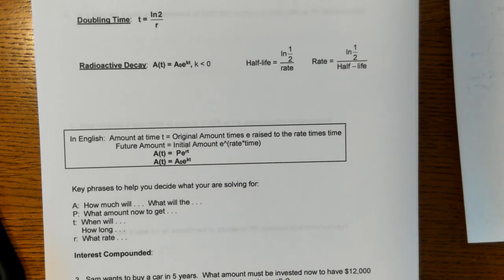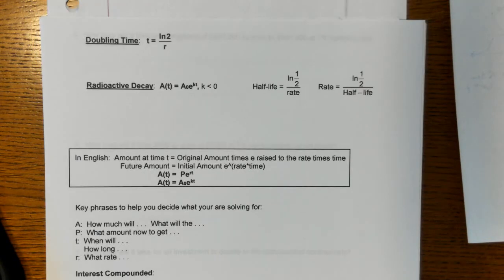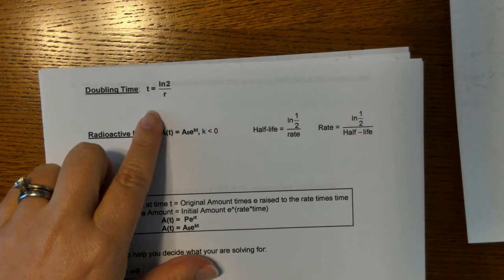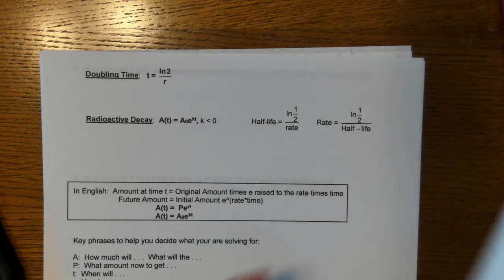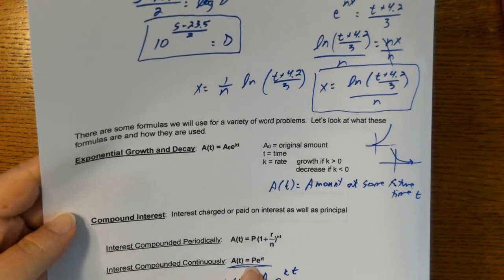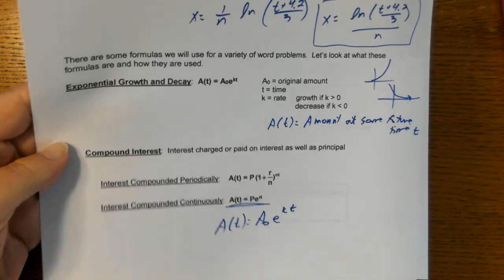Okay? All right. A couple other formulas that we'll use, and I'll show you why they work a little bit later. If they ask you how long it takes for something to double, for example, how long will it take for your money to double if you invested in this account? Or how long will it take for the population to double? You can still use this formula over here. I would use PERT.